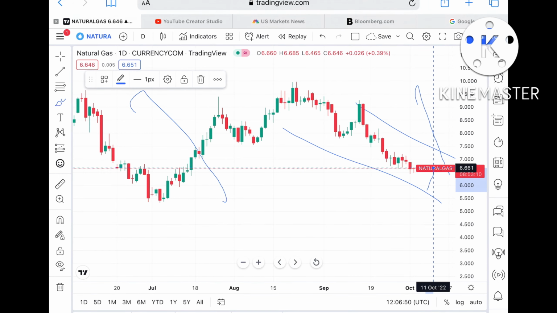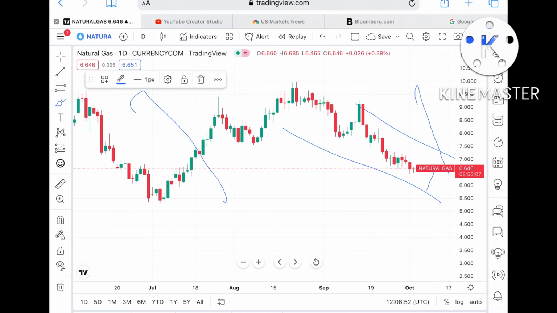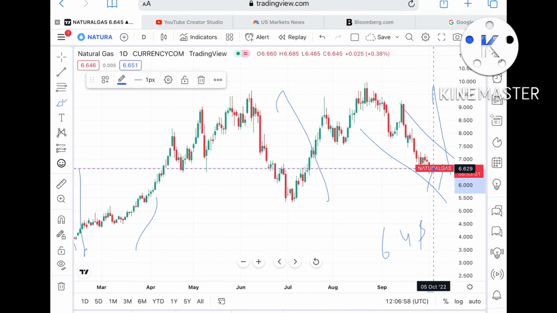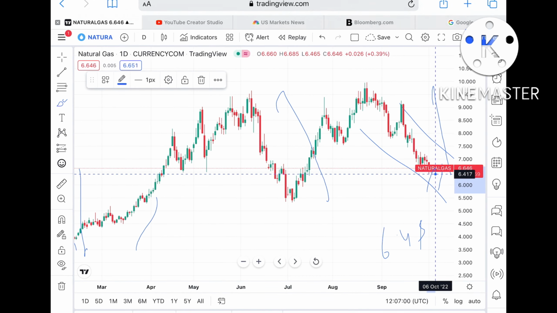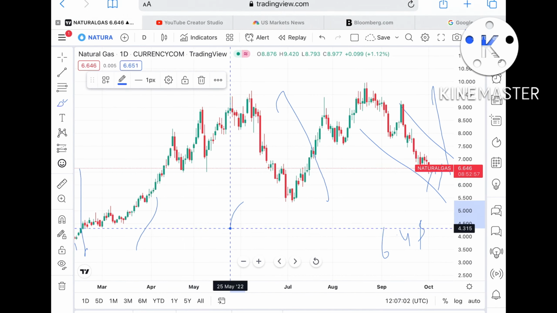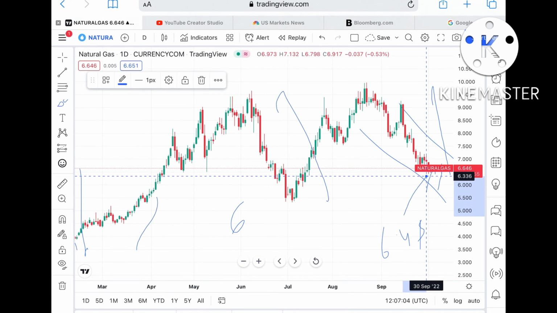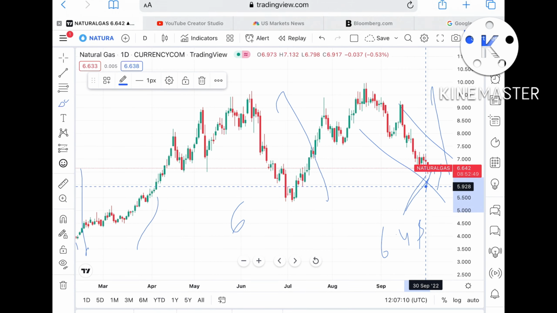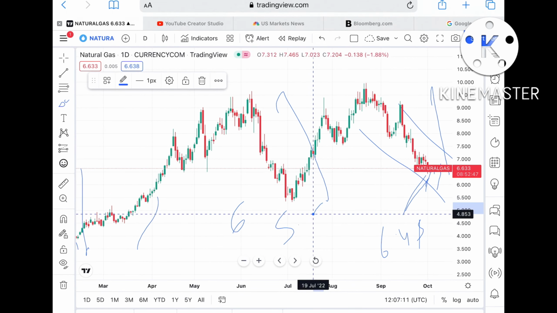So if it forms a swing at this particular level, we can see if this level sustains, it can go towards the upside. But if this level doesn't sustain, then we can see it can touch a level of $6.4. And if the price doesn't sustain this level also, then we can see the next support, it can go and touch a level of $6.2. And once the price falls below $6.2, there is a high probability that it can touch a level of $5.9.